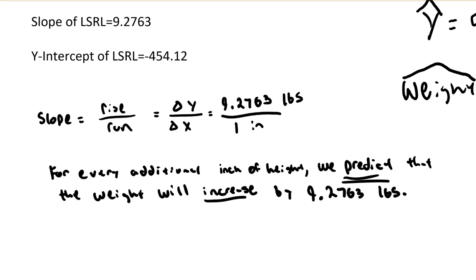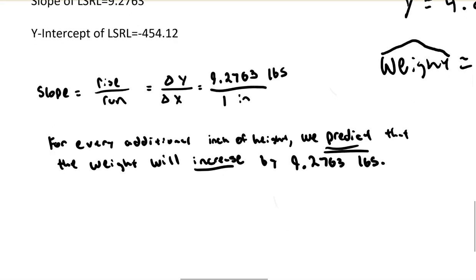If our slope was negative, we would predict a decrease by whatever our slope is. And we always would write this without the positive or negative sign there. So the increase or decrease word is dictated by the sign of our slope.